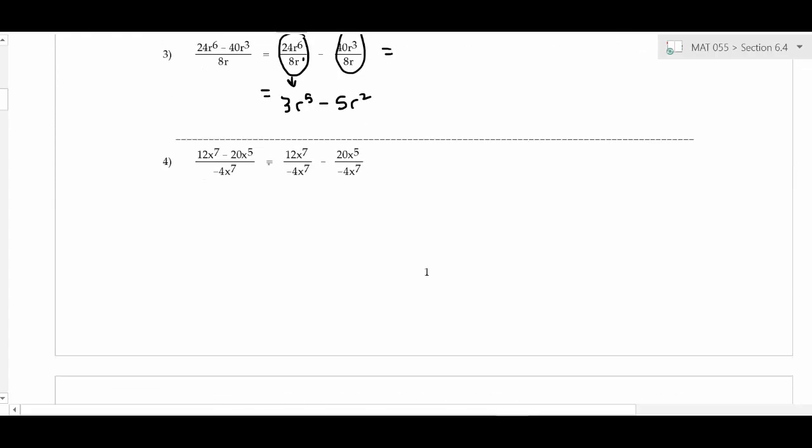Okay, now the next one, you've got to be careful when you have these negatives. So I divide it up like this. First of all, what's 12 divided by negative 4? It's negative 3. What happens to the x's? Cancel out, so that's just negative 3.